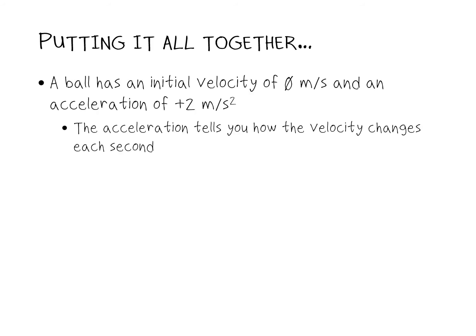Okay, we have enough information to start putting some stuff together and talking about acceleration in practice. Let's imagine that we have a ball that has an initial velocity of 0 meters per second and an acceleration of plus 2 meters per second squared. Remembering that acceleration tells you the rate at which velocity changes, or said another way, it tells you how the velocity changes each second. A change in velocity of plus 2 meters per second every second is the same as saying plus 2 meters per second squared. So every second, plus 2 meters per second squared is going to change your velocity by a value of plus 2 meters per second. What does that look like in practice?